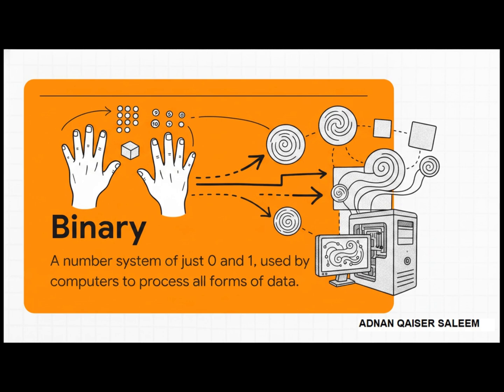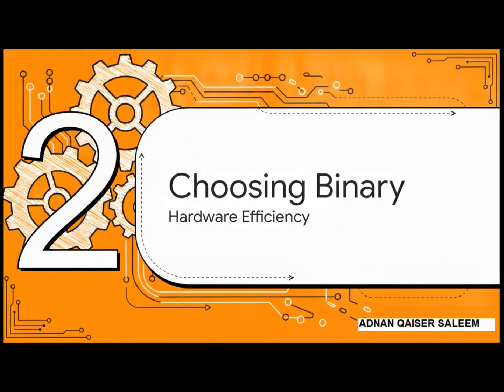A single binary digit, or bit, is the basic building block of computing, and it can only ever be a 0 or a 1. Any form of data, no matter how wild or complex, absolutely has to be converted into this binary format for a computer to process it. Let's move right along to section 2, why computers choose binary.